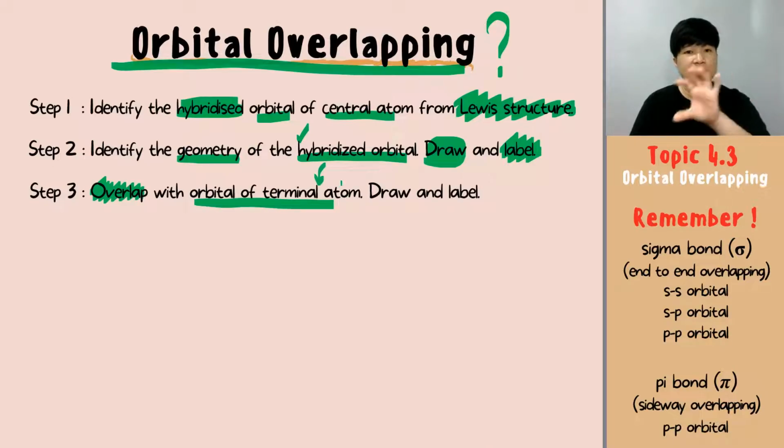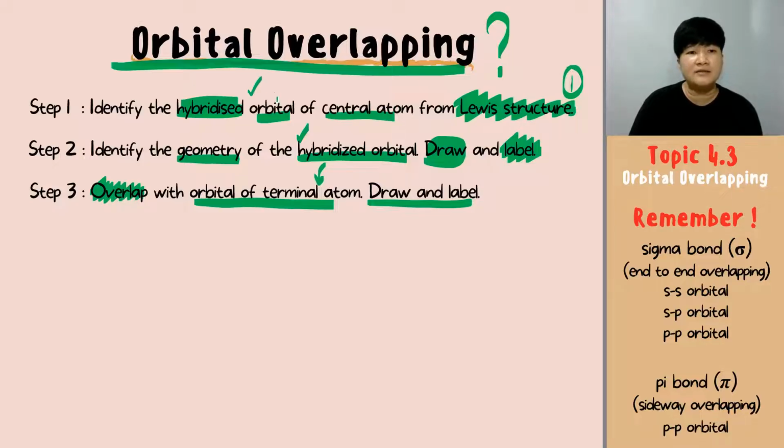Next, you are going to overlap your central hybridized orbital with the orbital of the terminal atom. So you have your center already. Right now, you are going to overlap the central atom with the terminal atom. As always, we are going to draw and label. Alright? Simple. That is how we are going to draw the orbital overlapping. So make sure your step 1 is still getting the correct Lewis structure, getting the correct electron domain, and identifying the hybridized orbital before you can move into orbital overlapping.